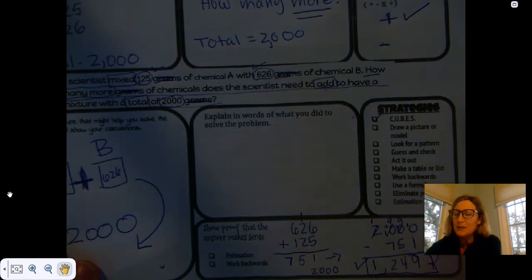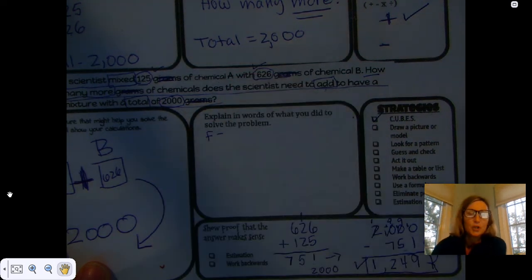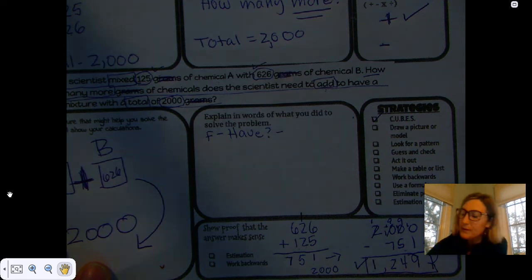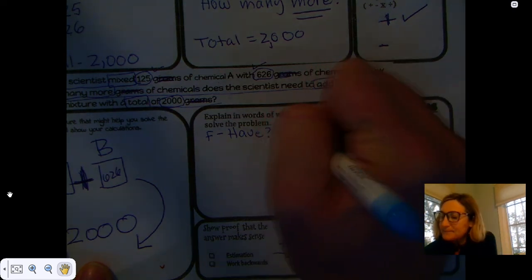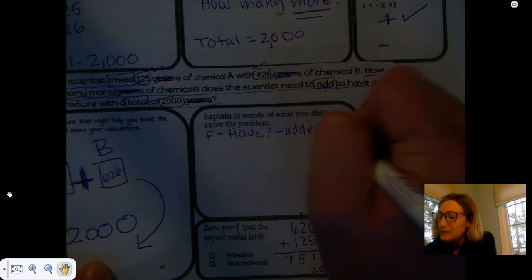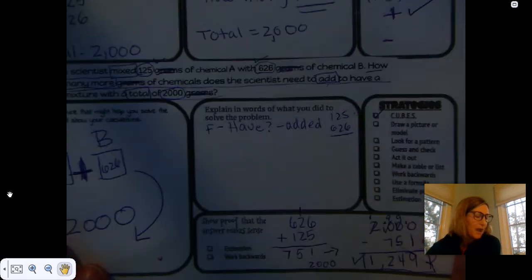All right, let's explain in words. And I'm going to make this a little bit shorter because this is for me. First, we had to find out how much did we have. So I'm going to put F for first. How much did we have to begin with? So we added our 125 and our 626. That's what we did first, okay? Remember, we added those together, okay?